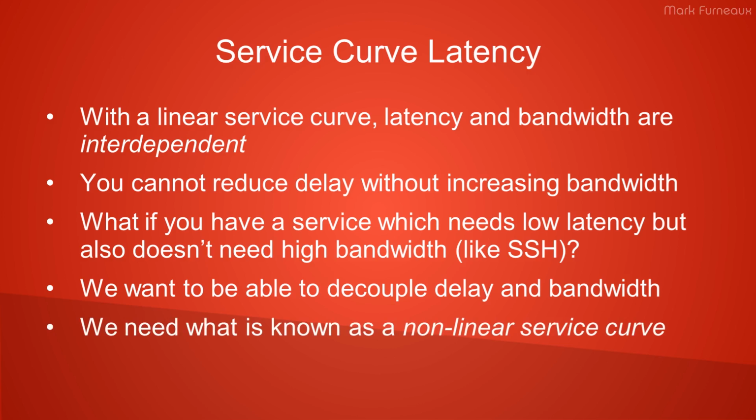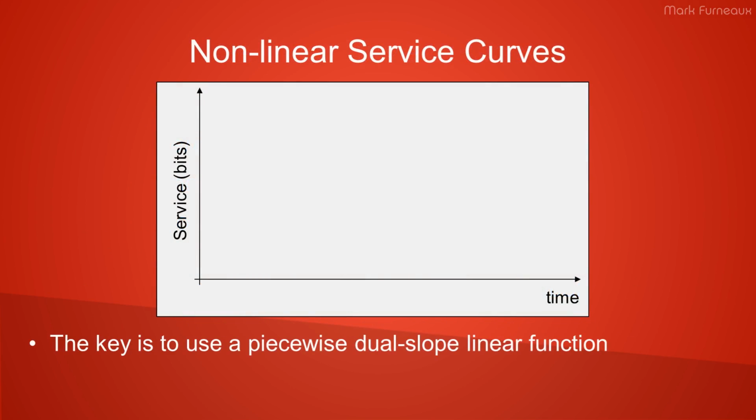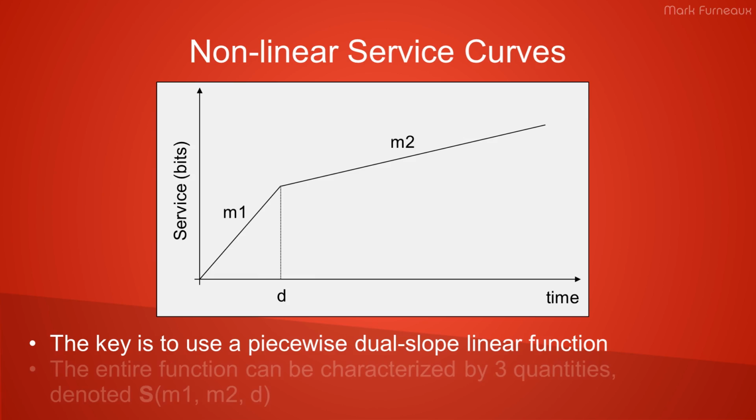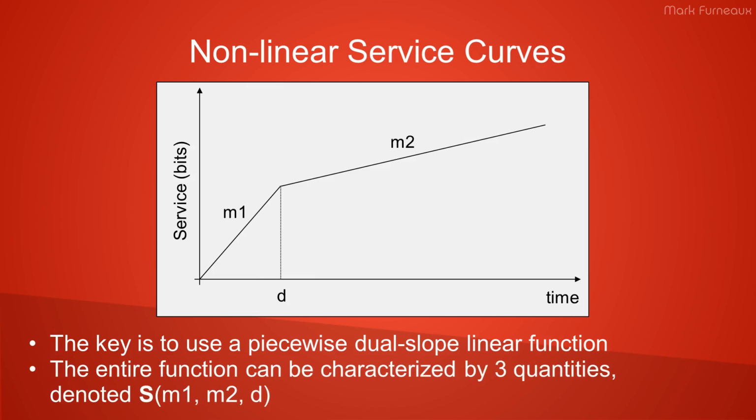What we need to do that is known as a non-linear service curve. So the key is to use a piecewise dual slope linear function. So we draw it as follows. We have one line segment which has a slope known as M1, and then we connect another line segment with a different slope, M2, and the point where they meet, the x projection of that point, is a time value known as d. And so we can characterize this entire function by three quantities, M1, M2, and d.